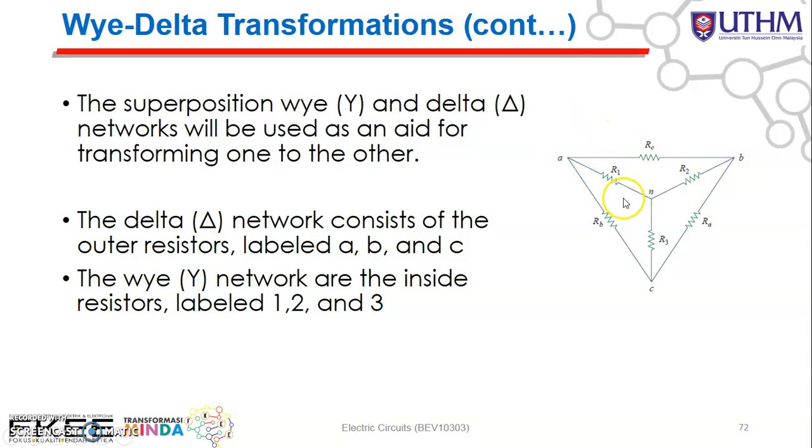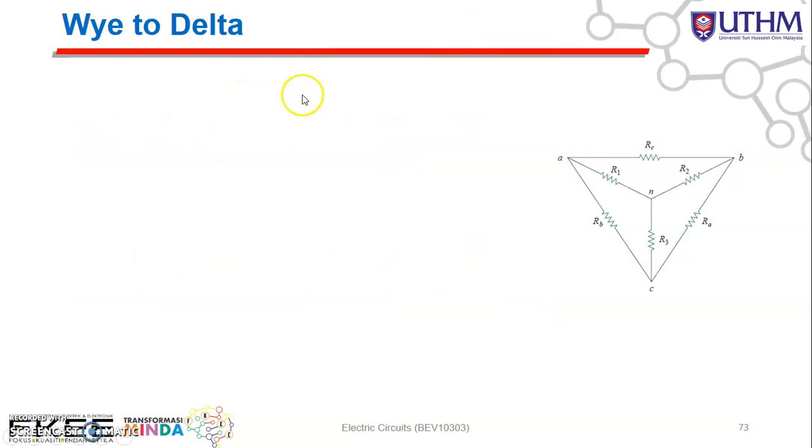So the combination of the Y and the delta, we call it a superposition Y and delta network. Based on this, there is a formula on how to calculate R1, R2, R3, and RA, RB, and RC. Let's have a look at the next slide on what the formula is for each of the resistors. How to transform from Y to delta?